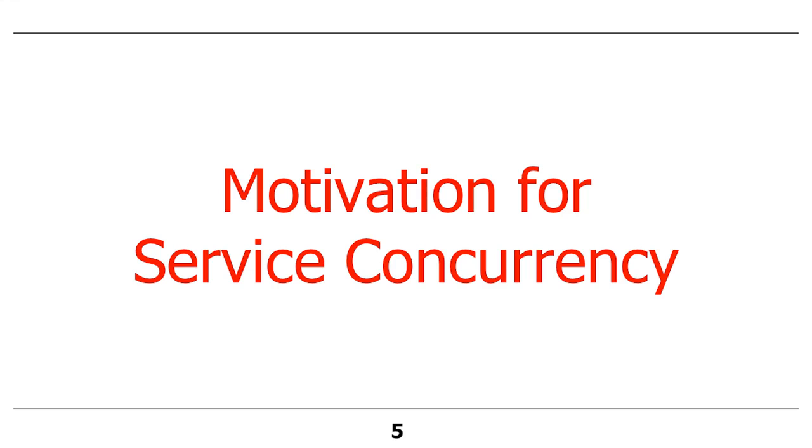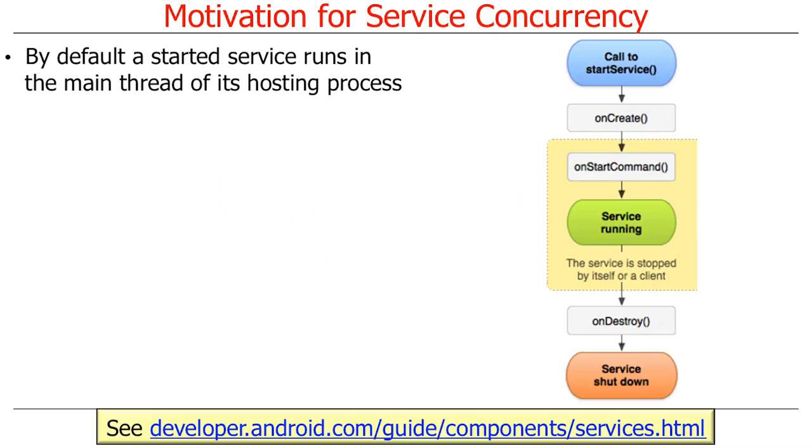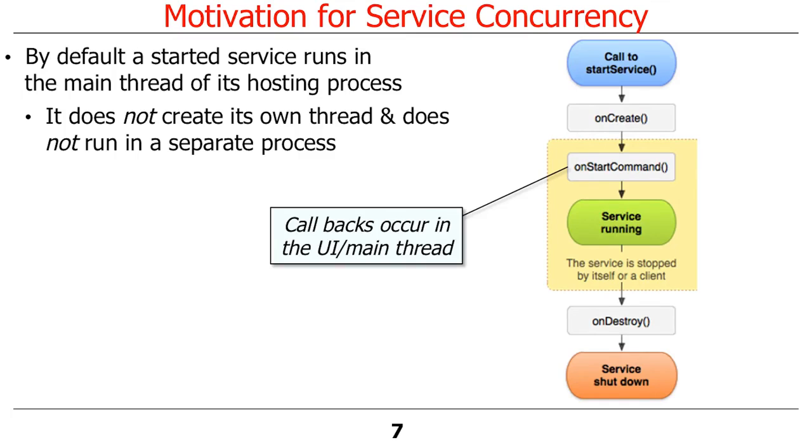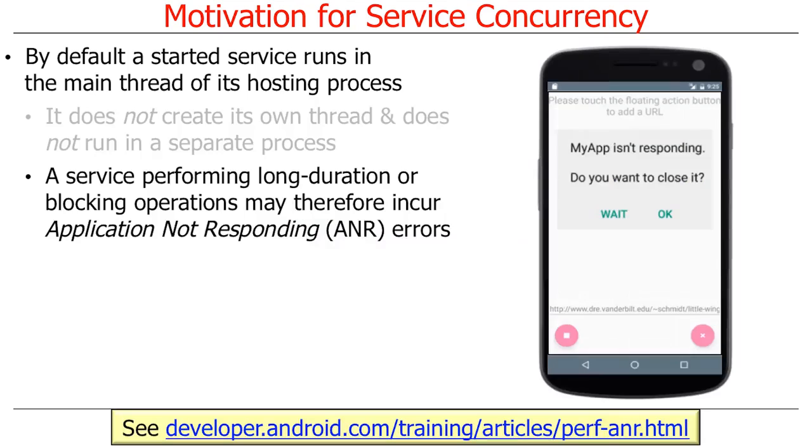Let's start out by giving an overview of the motivation for service concurrency in the first place. By default, a started service runs in the main thread of its hosting process. In particular, it does not create its own thread and does not run in a separate process by default. As a result, service lifecycle callbacks will occur in the UI thread, which is sometimes also known as the main thread. Of course, a service that performs long duration or blocking operations in the UI thread or main thread may therefore incur the dreaded application not responding errors, also known as ANR errors.